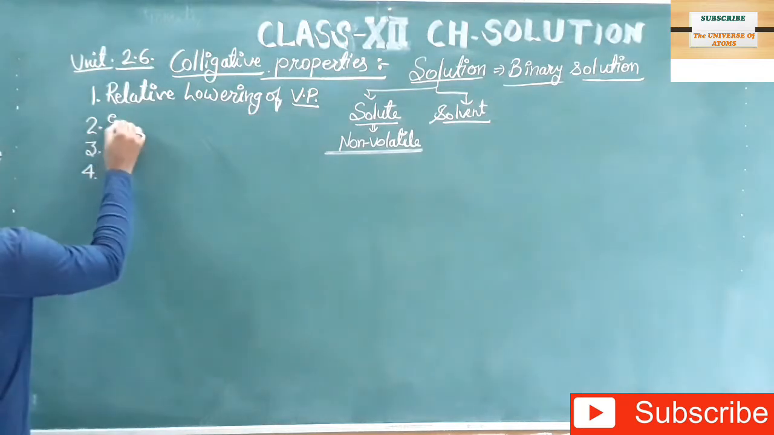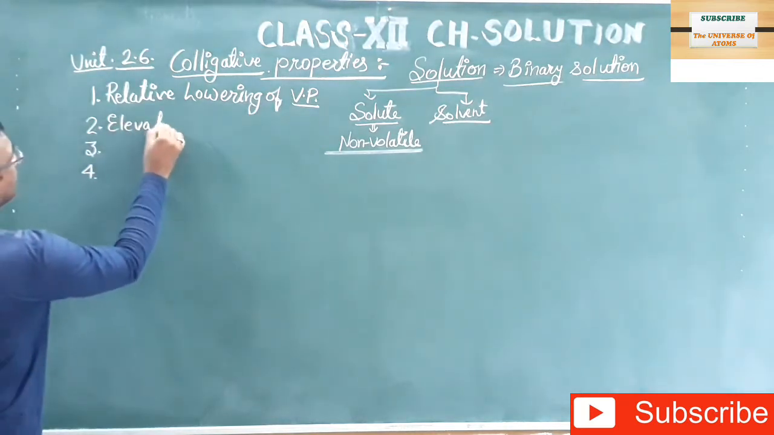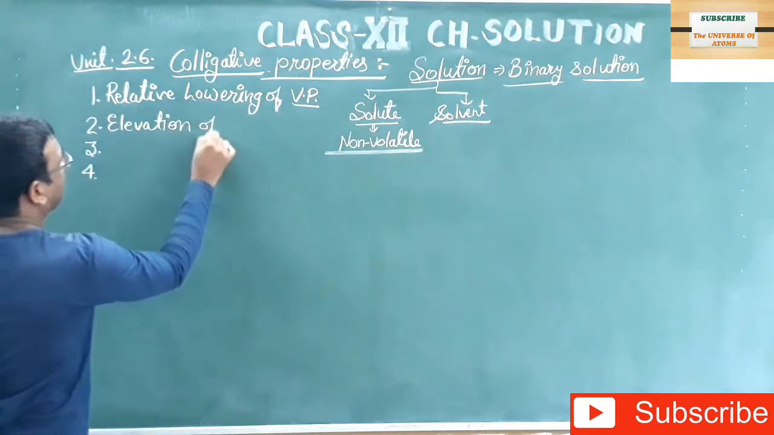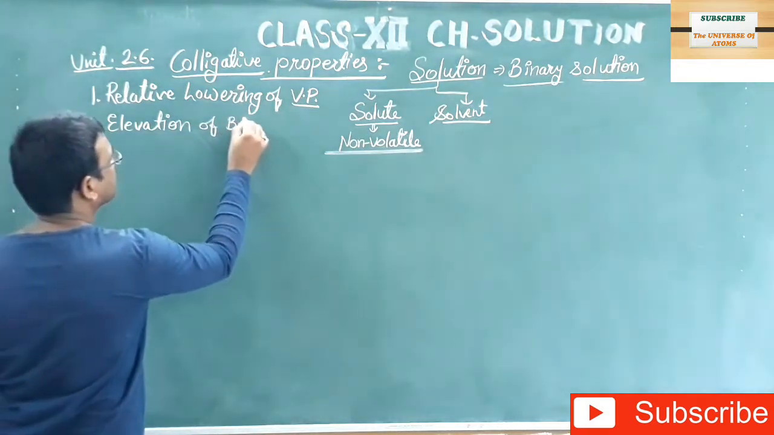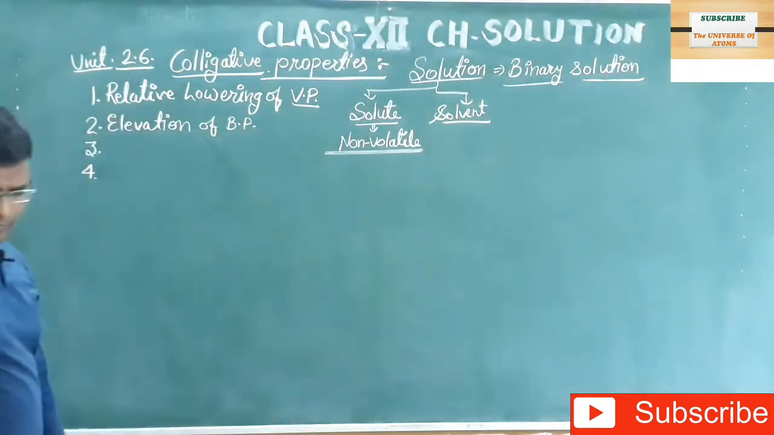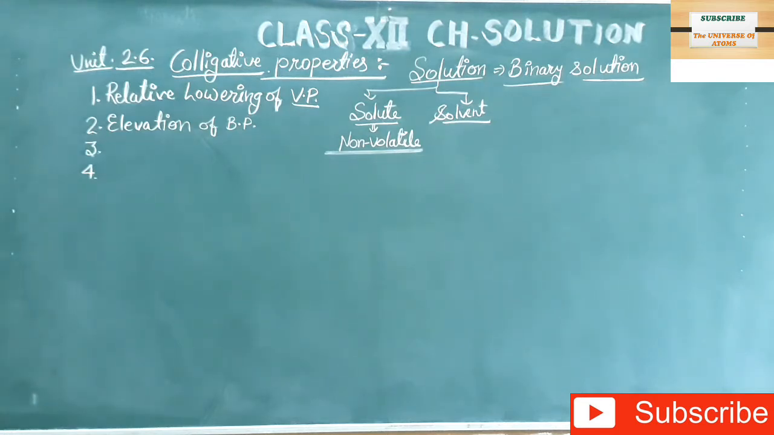Second one is elevation of boiling point. Elevation of boiling point, that is the second colligative property. Then the third one is... First one is relative lowering of vapor pressure. Second one is elevation of boiling point of the solvent. The third one is depression of freezing point.